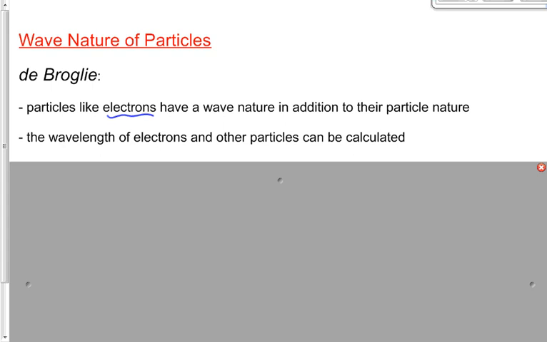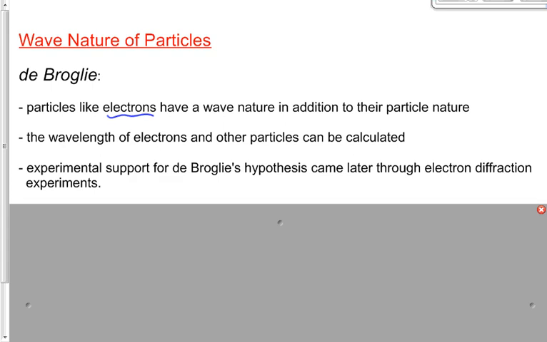He derived an equation for the wavelength, even though there was no proof to even suggest there was a wavelength. It was just an argument based on symmetry. Now, do we have evidence now to prove what de Broglie said? Yes, we do. We have a lot of it now. Evidence to support de Broglie's hypothesis came through electron diffraction experiments.